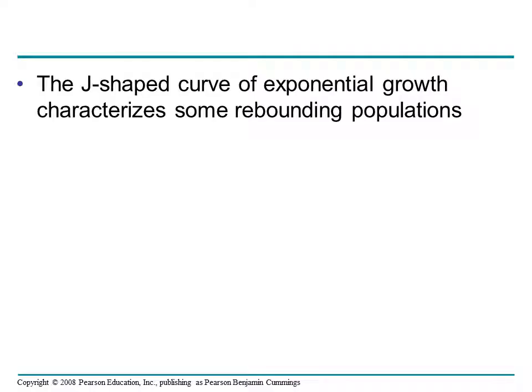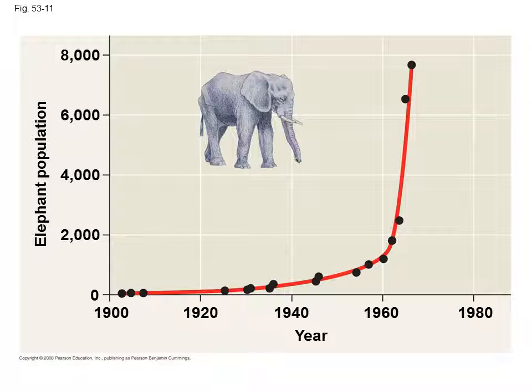What happens in an exponential curve is it does look like a J, and that happens with populations oftentimes that are rebounding from a major loss, such as the example we see here from a particular elephant population that we started protecting in the 1960s. What you see on the graph is that once we started protecting these species, even though they are relatively long-lived and reproduce fairly slowly, we have an exploding elephant population in certain parts of Africa.